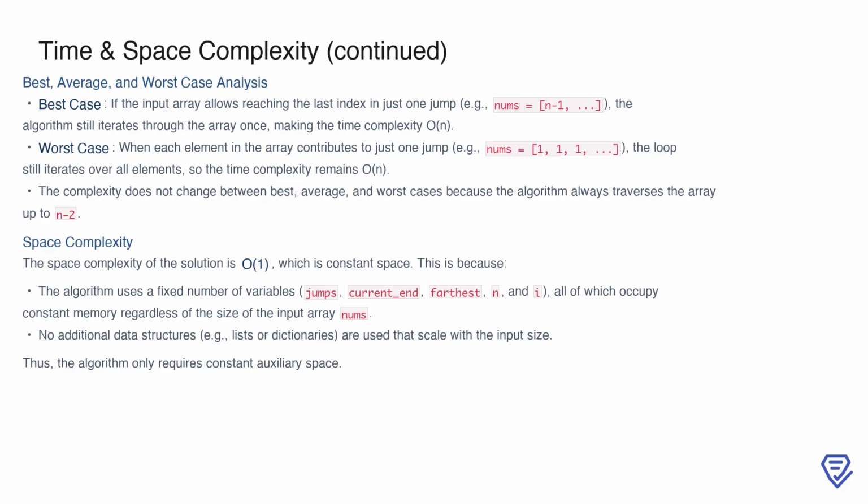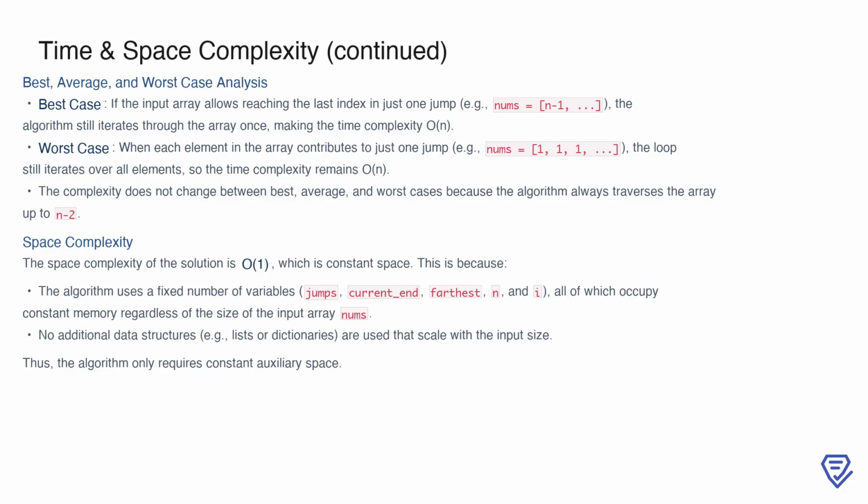Next, let's examine the best, average, and worst-case scenarios for this solution. In the best case, the input array allows us to reach the last index in just one jump, such as nums equals [n-1, ...]. Even here, the algorithm still iterates through the entire array, resulting in a time complexity of O(n). In the worst case, the array forces us to take one jump per element, as in nums equals 1, 1, 1. Again, the loop iterates over all elements, so the time complexity remains O(n). Whether it's the best, average, or worst case, the algorithm always processes the array linearly, ensuring the time complexity is consistently O(n).